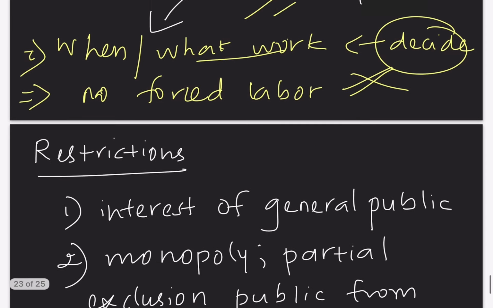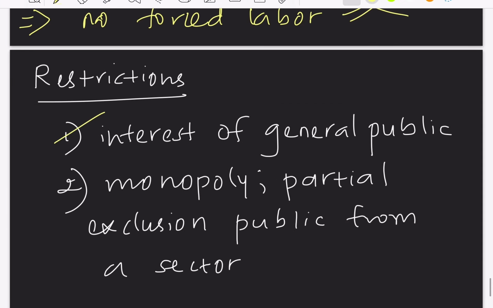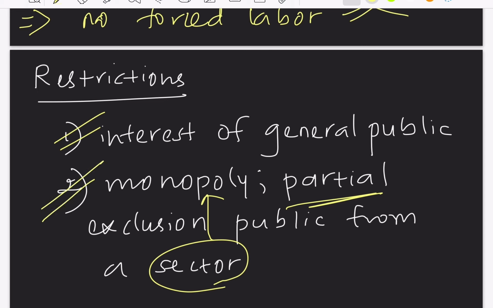What are the restrictions then? The first restriction is obviously the interests of the general public, and also there are certain sectors where monopoly is practiced, in which there is partial exclusion of the public from that sector. So these are the restrictions while we have the freedom of profession, trade and occupation. So this completes Article 19.